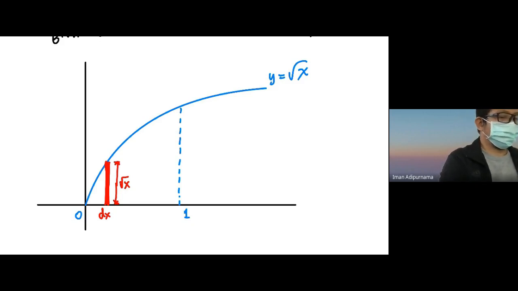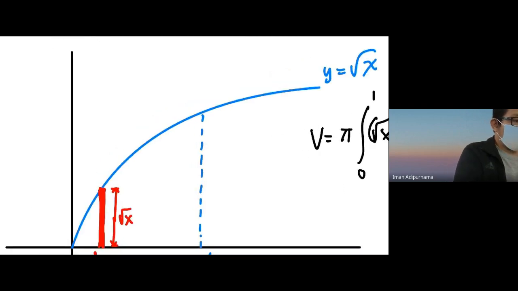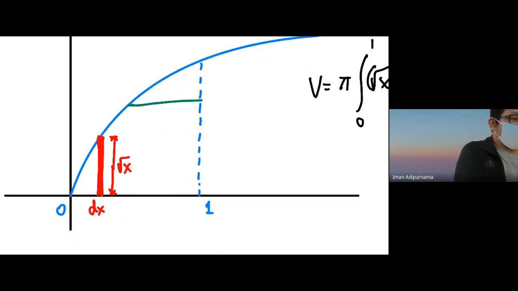And eventually, you will get the volume is pi from 0 to 1. R squared is square root of x squared dx, right? And I believe this will be very simple to solve, right? If you use this method. Now, if we try to use the shell method, okay?